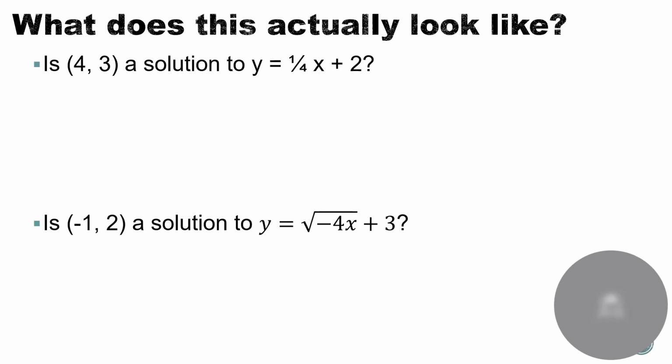It's very important. So what does this actually look like? So we have a couple questions here. Is (4, 3) a solution to y equals 1/4 x plus 2? So when you're checking this, okay, you've got the x coordinate, which is 4.